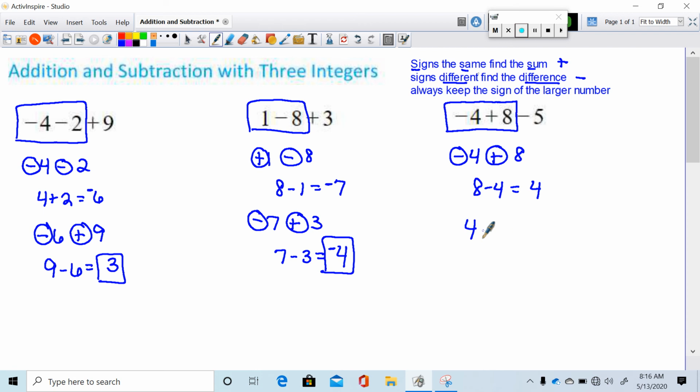And then you have the rest of the problem, a -5. So we have a +4 and a -5. The signs are different, so I'm going to find the difference. I'm going to subtract. Larger number first. 5 take away 4 is 1. The 5 is larger, it's negative. That means your answer will be negative.